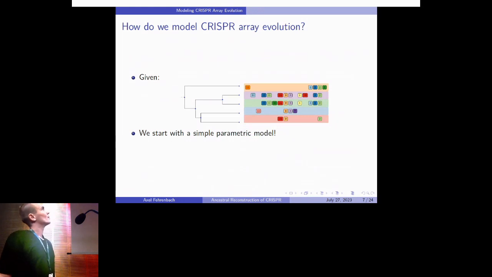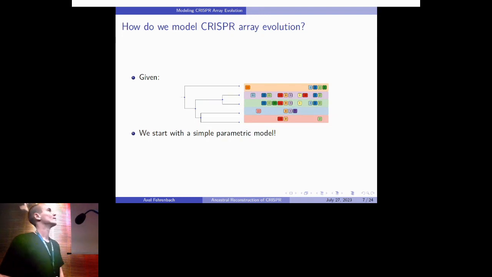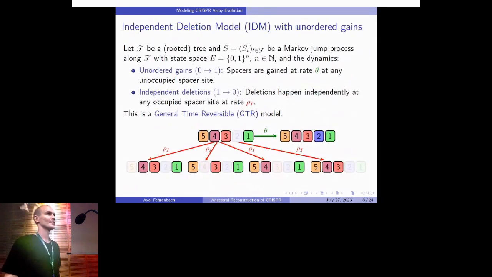So how do we model CRISPR array evolution? So what can we do? We start with a tree, which in most of our work for now we built with the core genome, just a basic pipeline. And we start with the spacer alignment. And we use a very simple, well-known model, the independent deletion model with unordered gains, which is just a normal time-reversible model, or a substitution model, with 2 states.